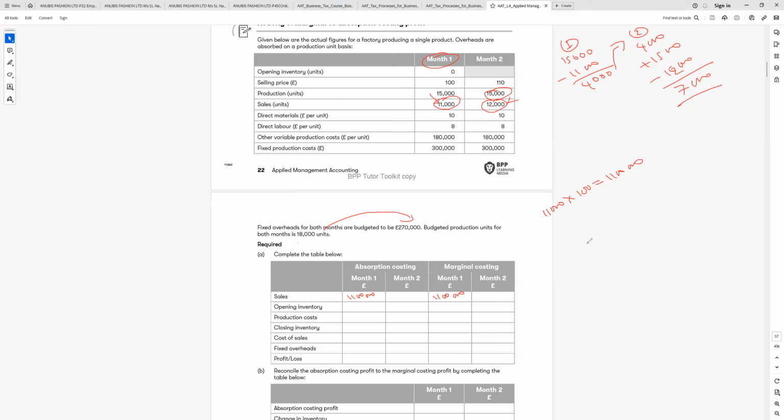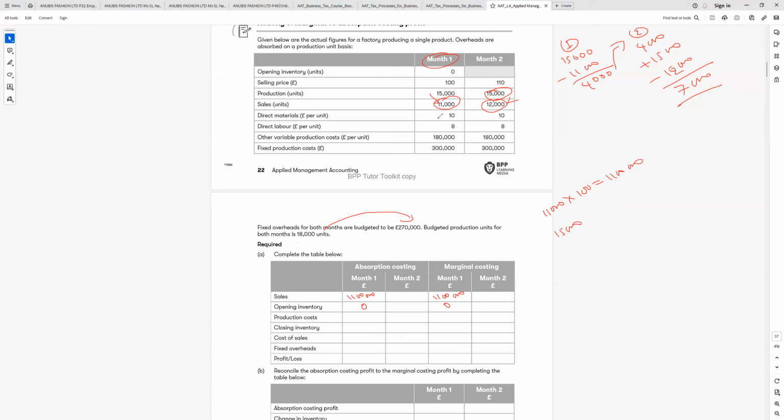Remember that. Then opening inventory. Month 1 we don't have any opening inventory. So it will be 0 for both absorption and marginal. Production cost, how many unit we produce? We produce 15,000 unit on month 1. So 15,000 unit we make the production. And we need to see how much is the production cost total. So how do we find that out?